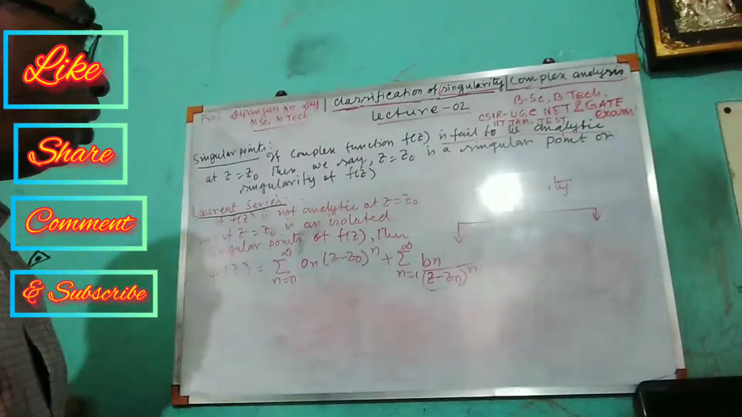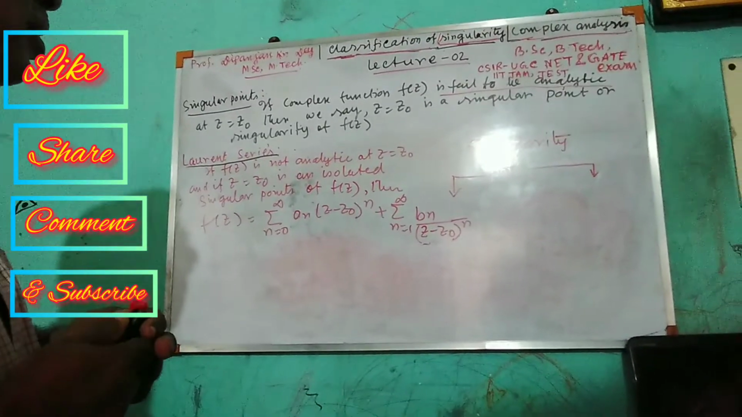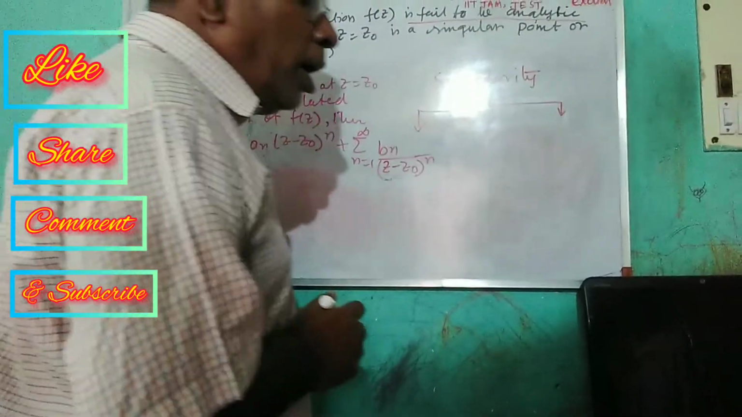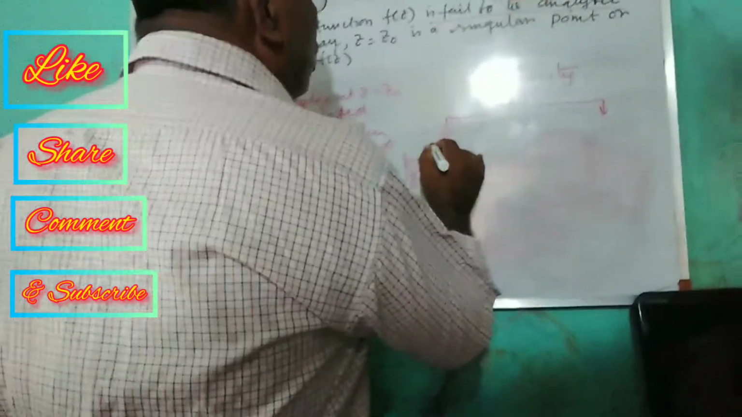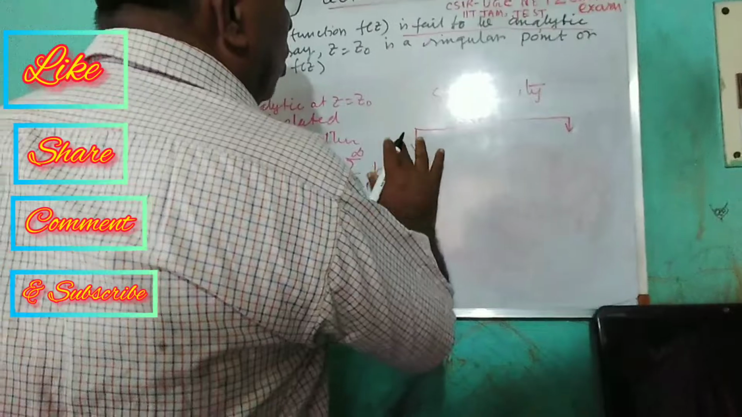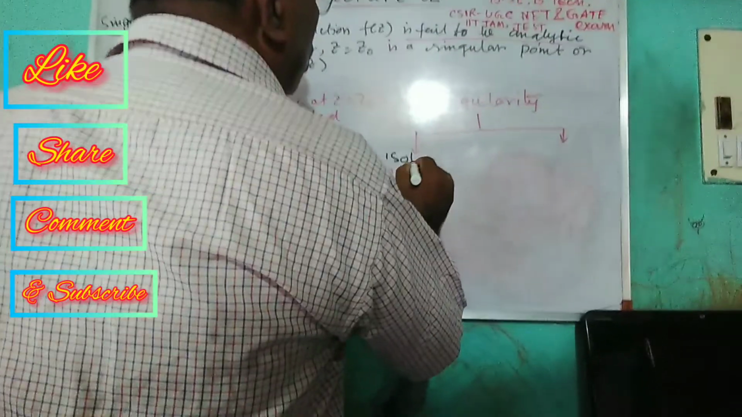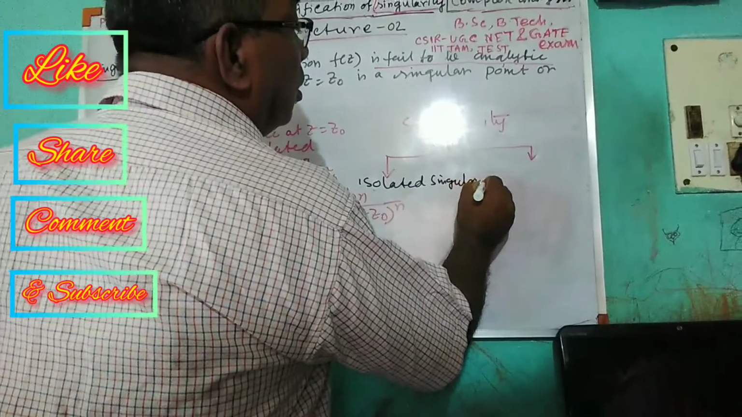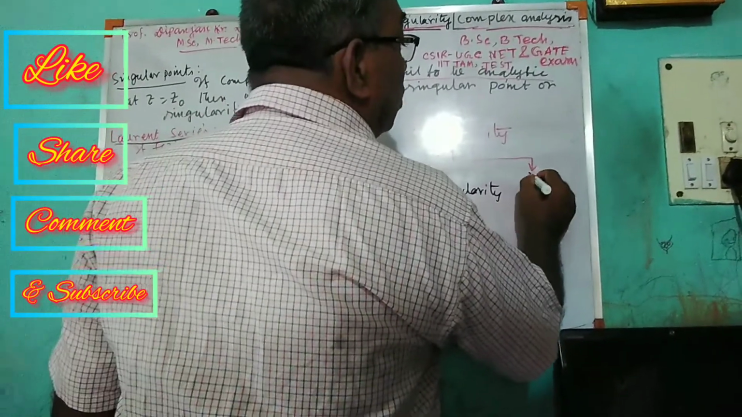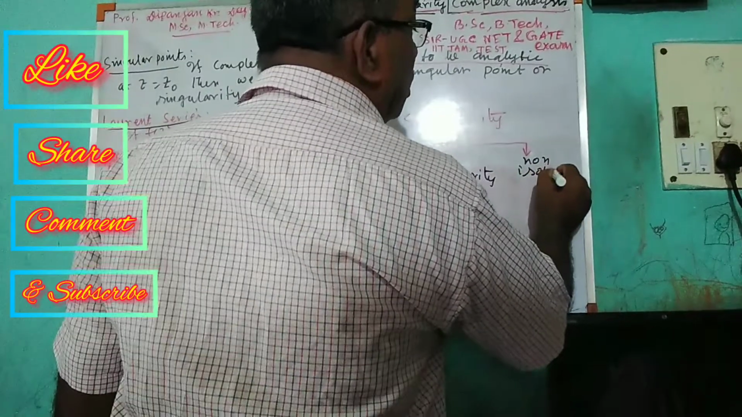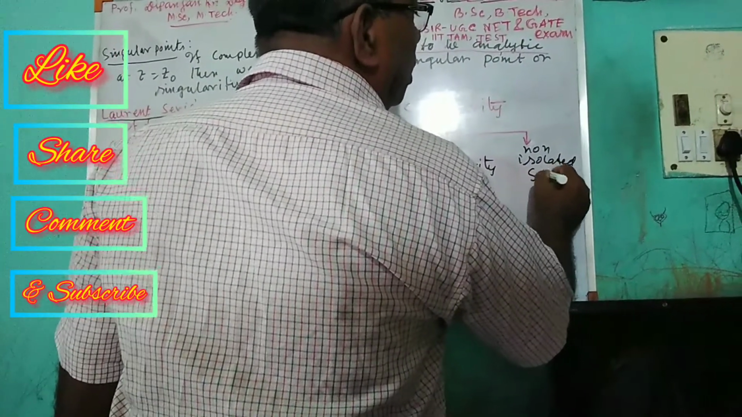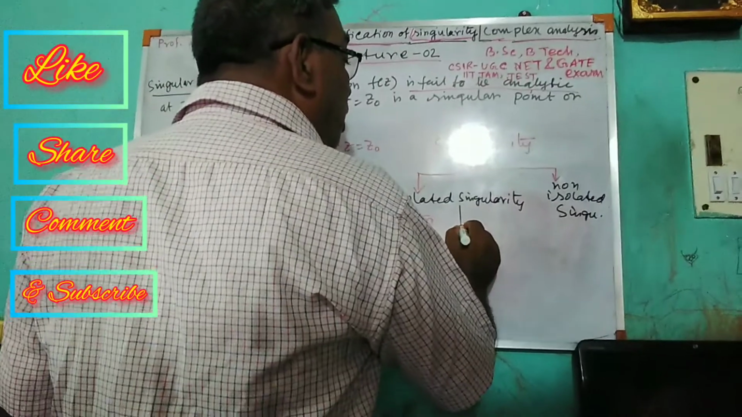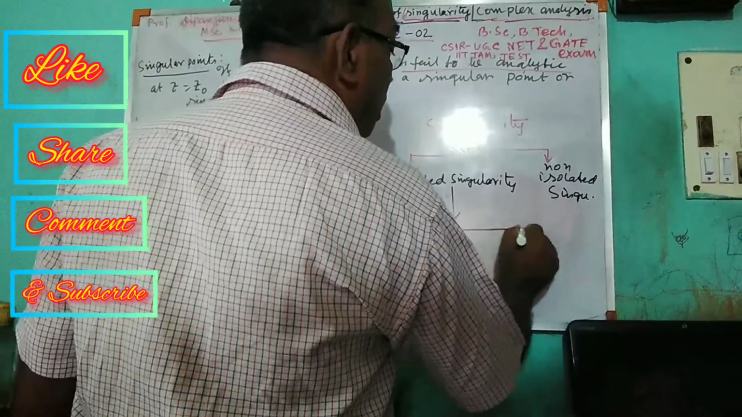Now, types of singularity, that is, classification. Singularity mainly is of two types: one is isolated singularity and the other is non-isolated singularity. Again, isolated singularity is divided into three types.